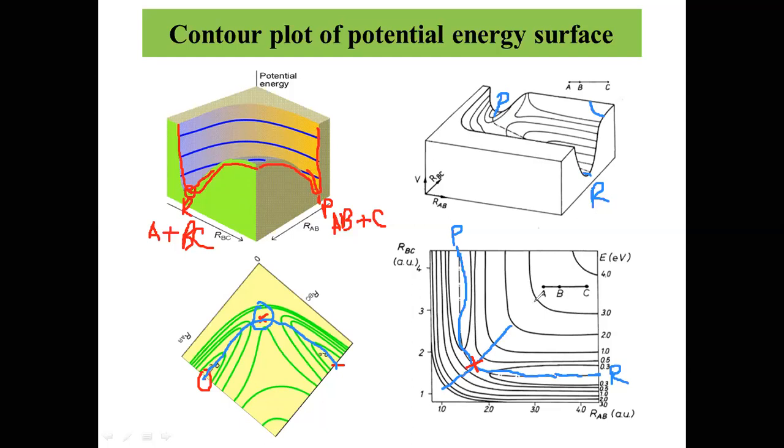Anyway, so the idea of this contour is basically looking the two-dimensional figure, two-dimensional plot, and anticipate or visualize the three-dimensional potential energy surface, right? So that is how we go for the potential energy surface. It's going to be looking like. Now, why do we really need this?